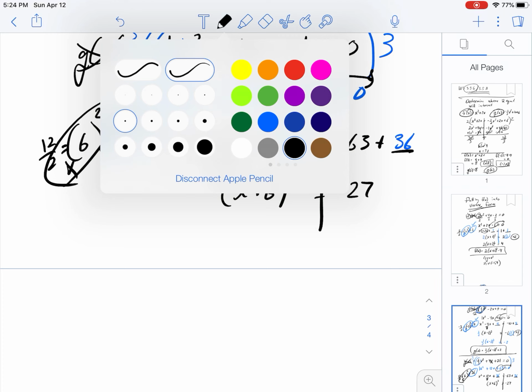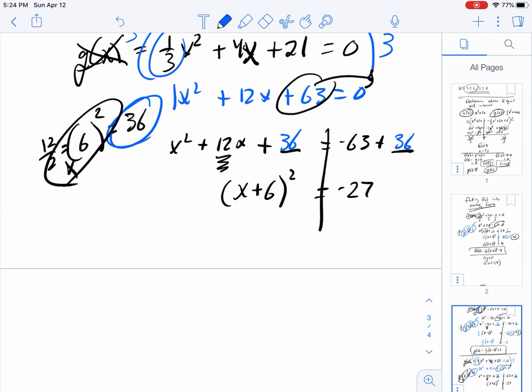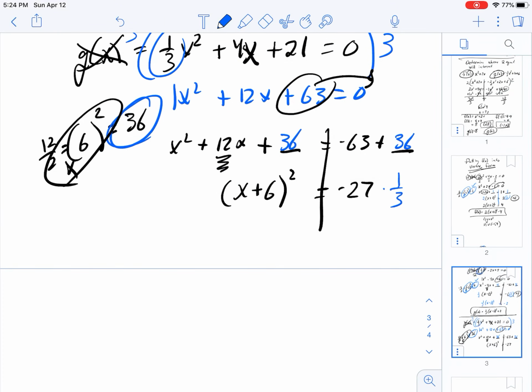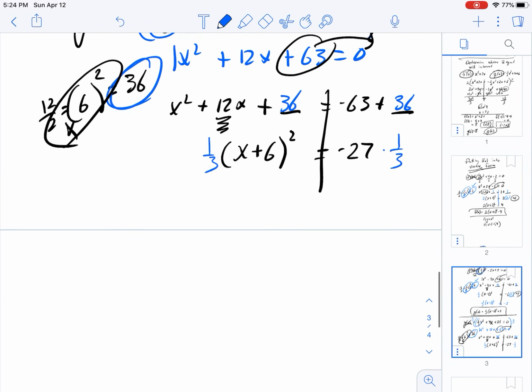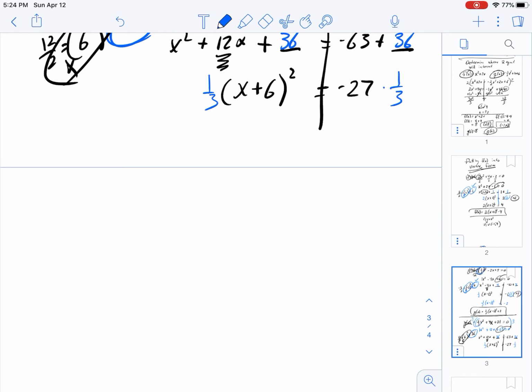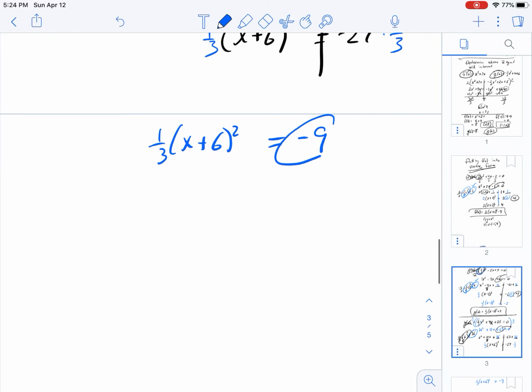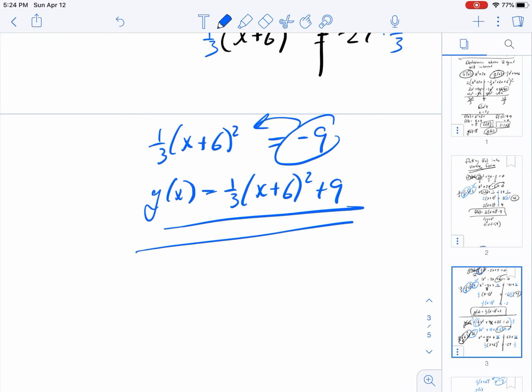Getting my scalar back in, which is a third, so multiply by 1/3. And this was g, I do believe. Now, I'll hold off here a second. x plus 6 squared equals negative 9. Now move this back over and bring g back in. So I have 1/3 x plus 6 squared plus 9. All right, so hopefully that gives you enough examples to get started with.